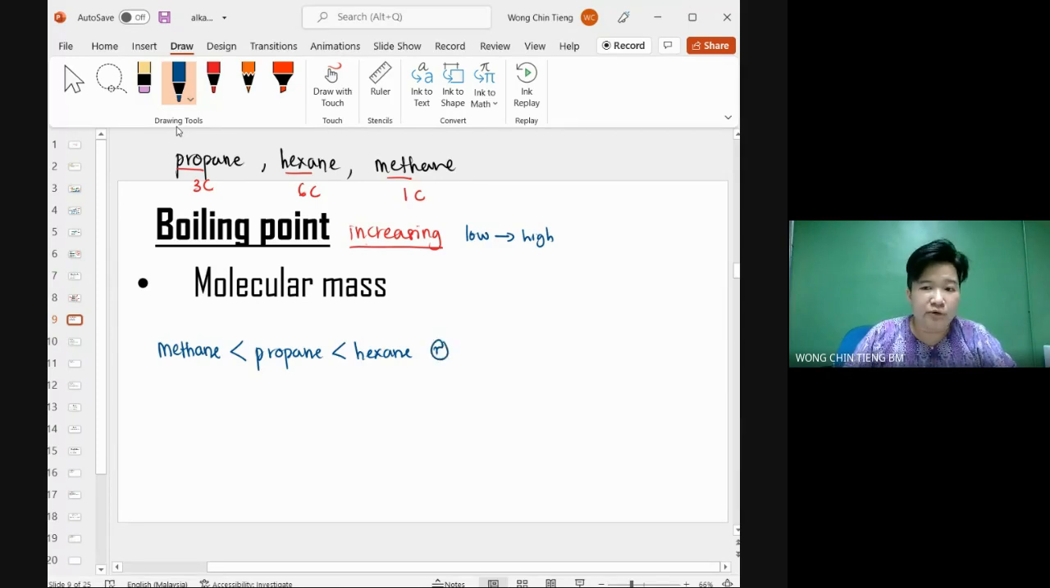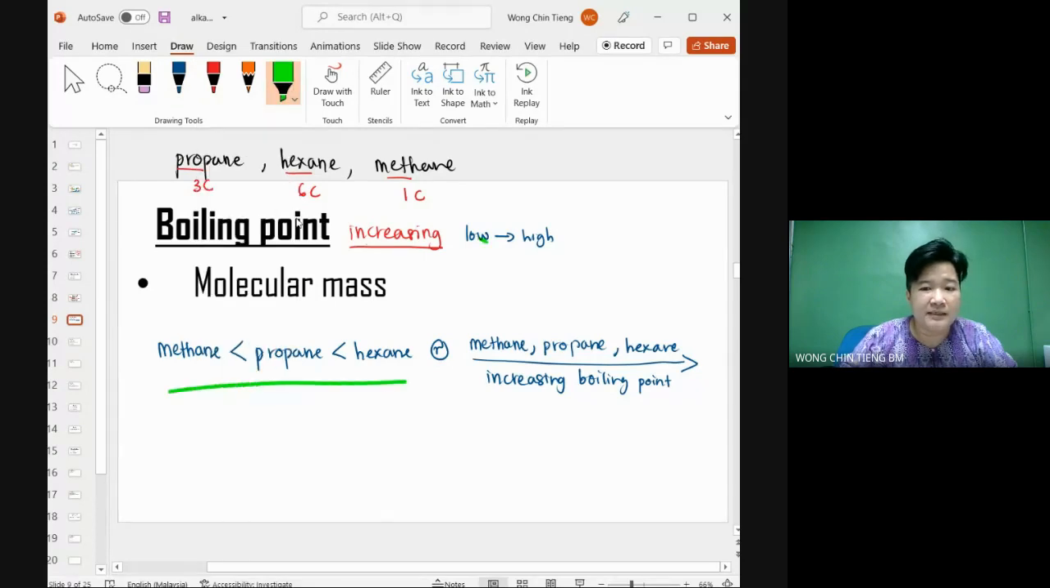Or you can write this way, which is the one that I prefer. Letak arrow. Guna increasing. Salin balik soalan. Soalan kata increasing boiling point, kamu pun salin lah increasing boiling point. And then we use comma. You use methane, comma, propane, comma, hexane. Both of these methods are correct. Mana-mana cara ini kita terima. Satu, kita guna simbol. Satu, kita guna arrow.